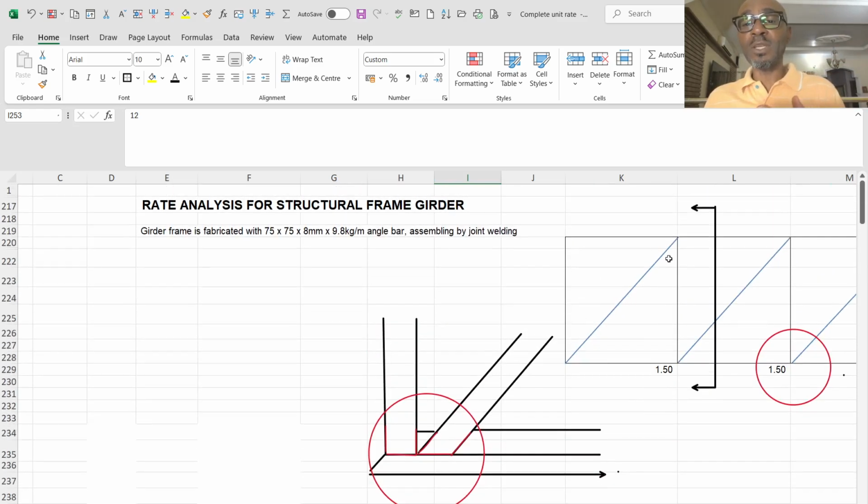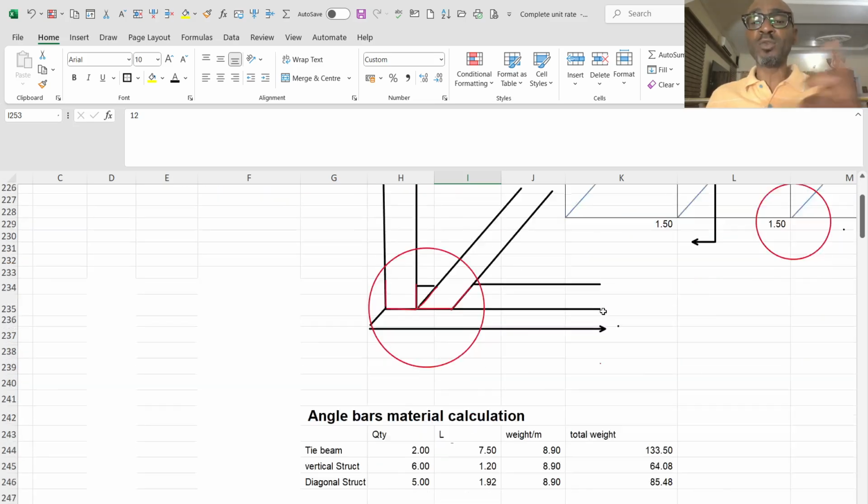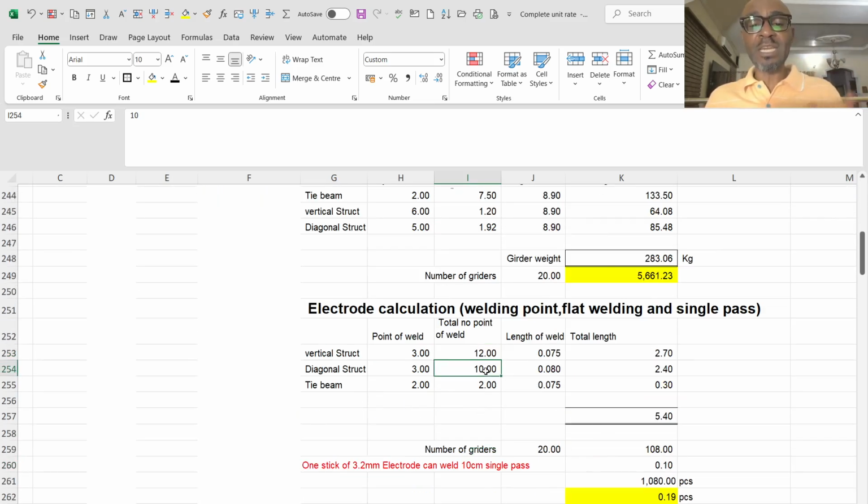For the diagonal, top and bottom multiplied by 2 gives you 10. And that is why you have 10 locations where you're going to weld. Why is the tie 2 locations? Because it is just an angle iron. You're welding the 60, you're welding the 75, the other side of 75. So the location is 2 points. And the length of the welding where you're going to weld is 75 mm, because the angle iron is 75.